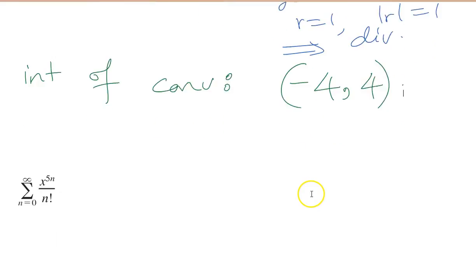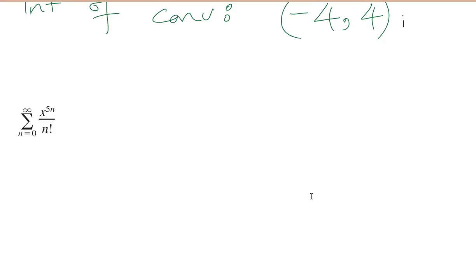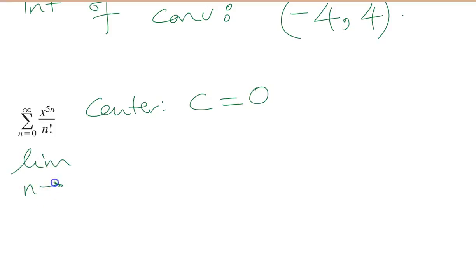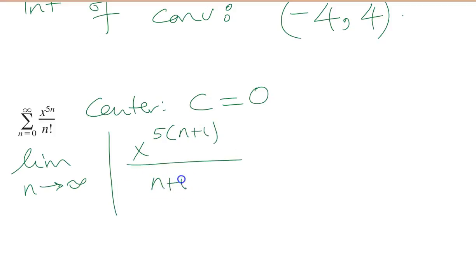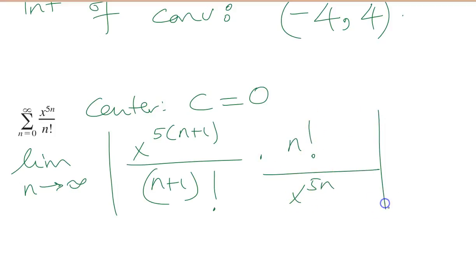Alright, have a look at the next question. Determine the interval of convergence for this power series. Okay guys, what's the center here? x minus c to the n. There's no c, so center is 0. So start off with the ratio test. Limit as n goes to infinity of a n plus 1, right? Replace n by n plus 1, and this is n plus 1 factorial. Flip it, n factorial over x to the power 5n.